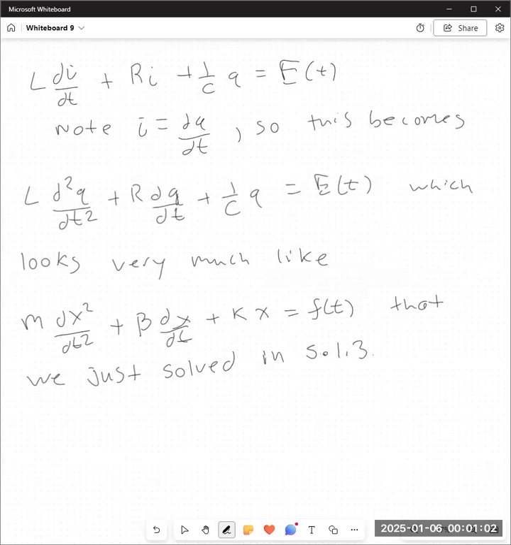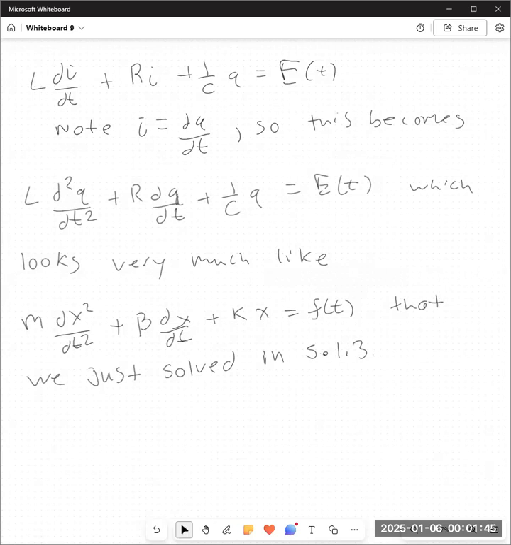And then we want to get everything in terms of Q, remembering that i is equal to dQ/dt, which makes di/dt d2Q/dt2. And so then we can transform this equation into a second order linear differential equation with constant coefficients. Which looks very much like what we were just doing in 5.1.3 with driven motion, where L stands in the place of m and R stands in the place of b and 1 over C stands in the place of k, and E of t stands in the place of f of t.